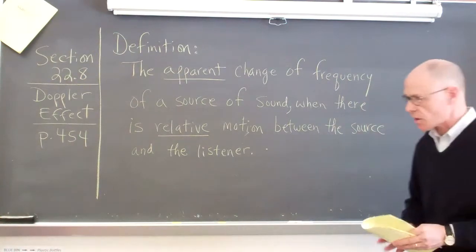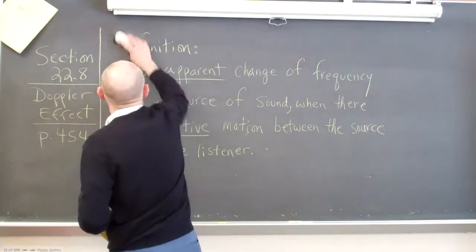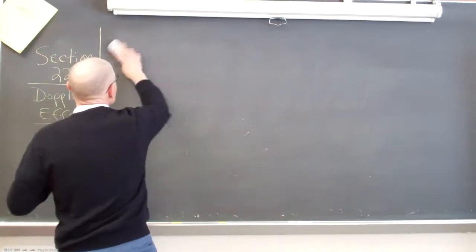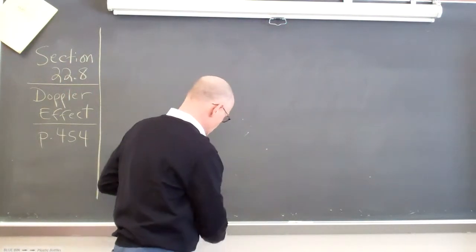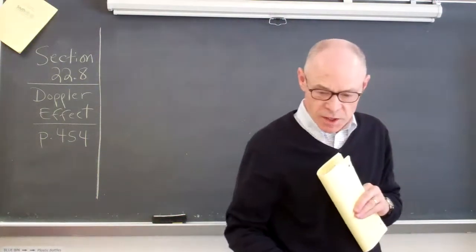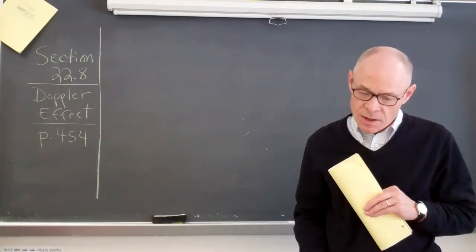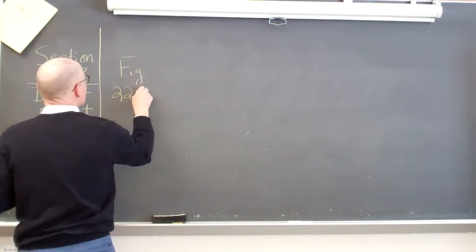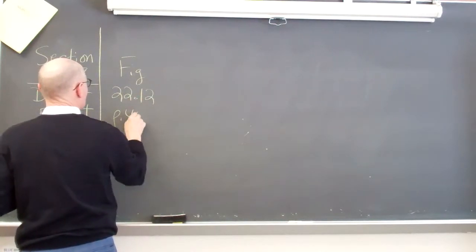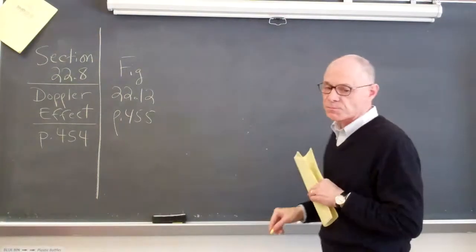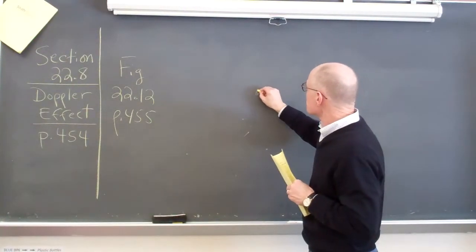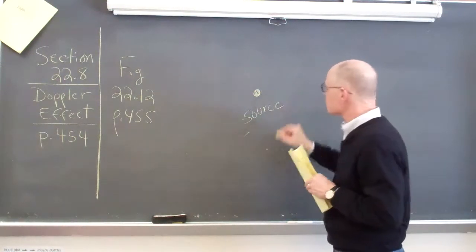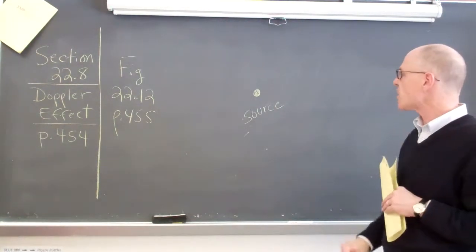Now, why does this happen? Probably the best illustration is in your text on page 455, figure 22.12. So let's do a quick sketch of that. What we're seeing here is a little dot which represents the source of sound. It's whatever device is putting out a sound.